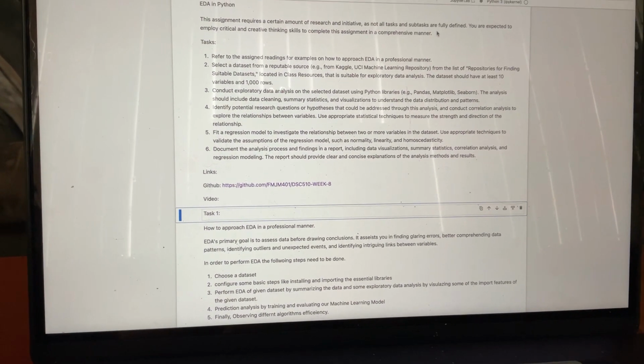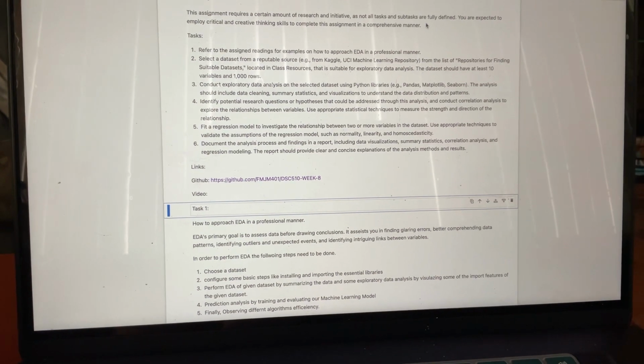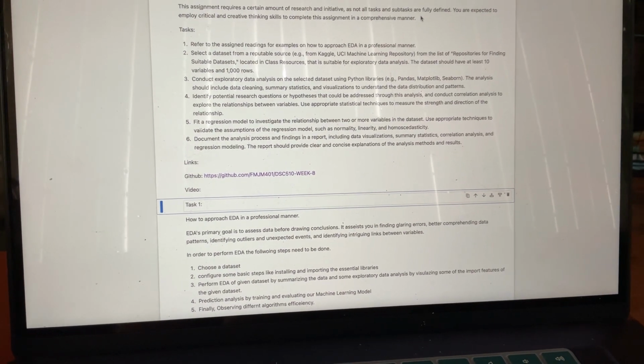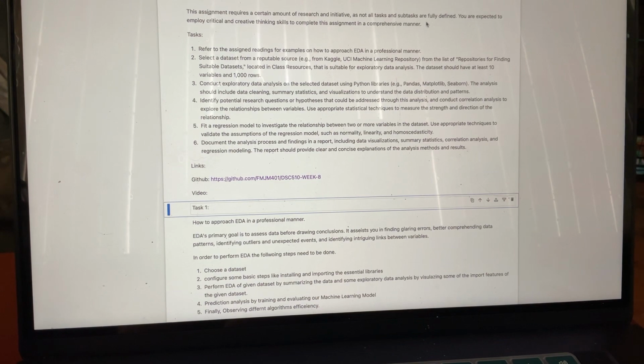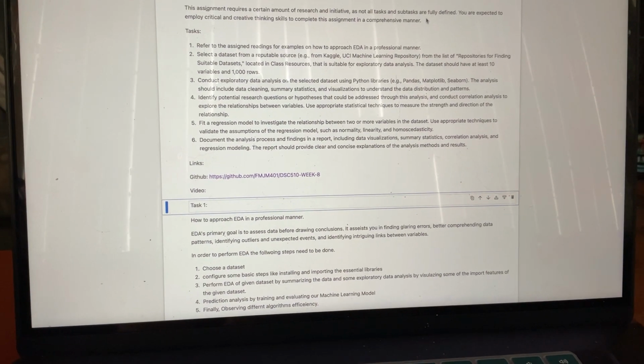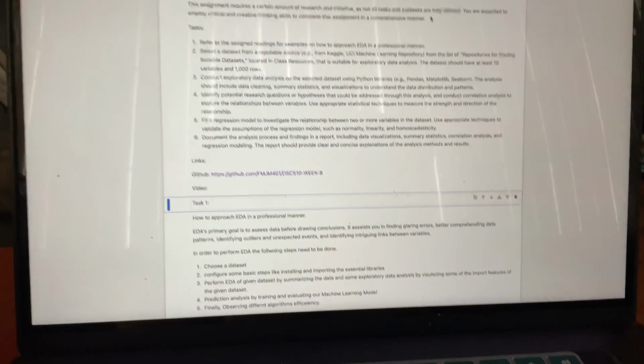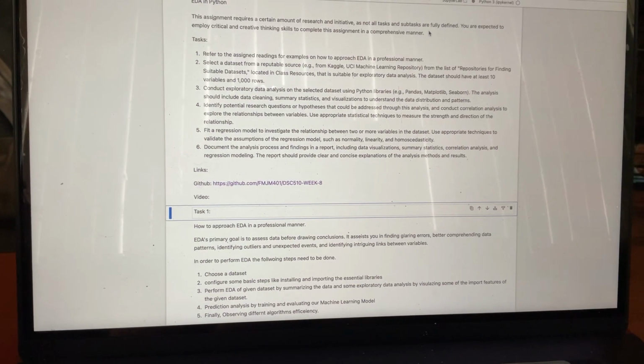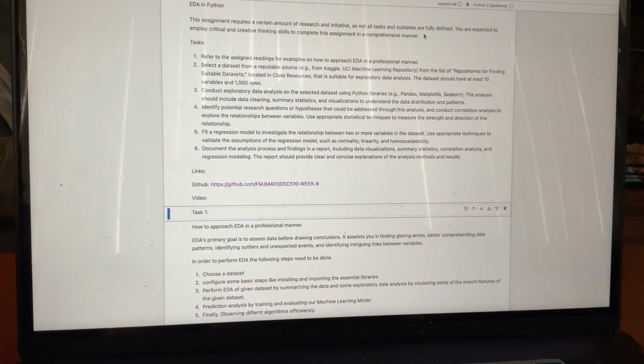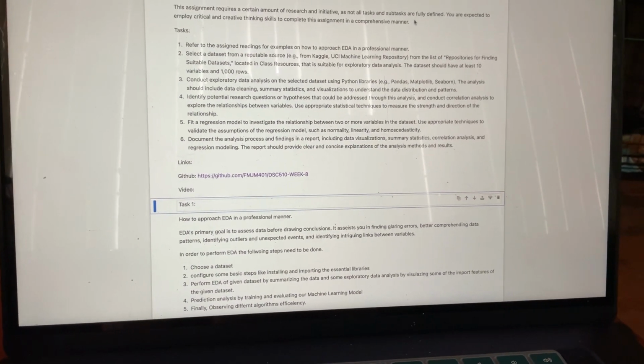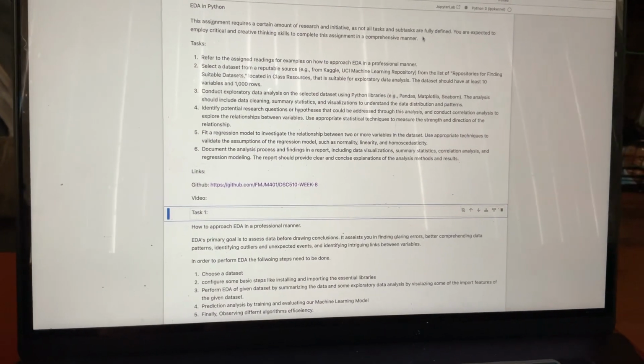It should also include potential research questions or hypotheses to be addressed through this analysis, and connect correlation analysis to relationships between variables. The fourth is to fit a regression model, and the fifth is to document it.